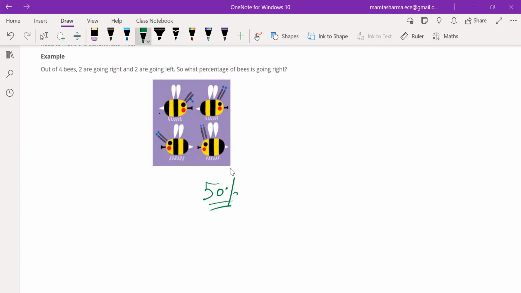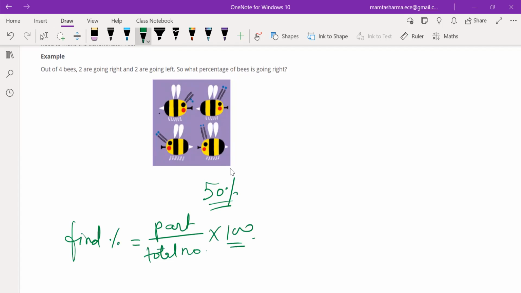No need to apply the unitary method. You can do it directly. No need to apply any method, just find out the percentage. Percentage is the part divided by the total number into 100. That is the formula of percentage. You apply this formula. Here they gave that the number of bees going to the right side is 2. Total is 4 into 100. That's it.